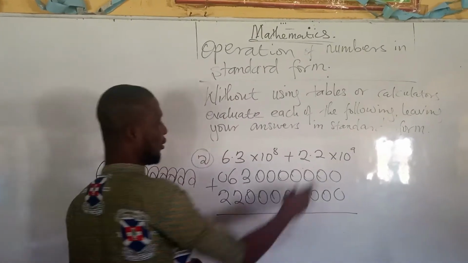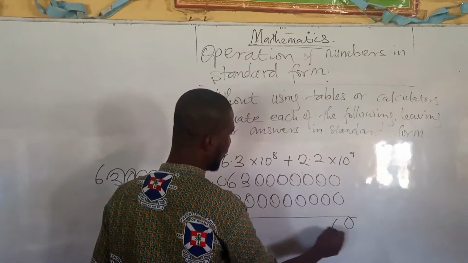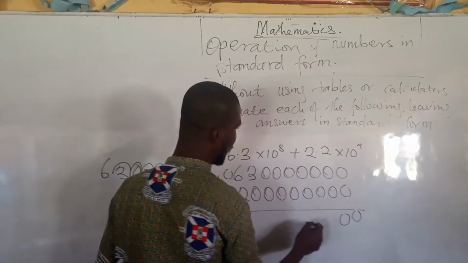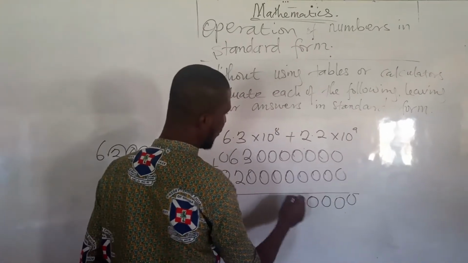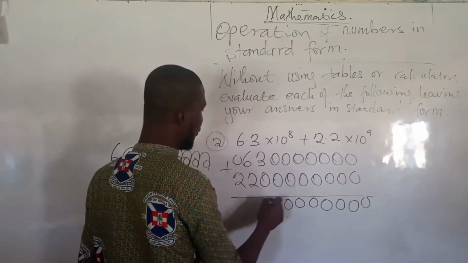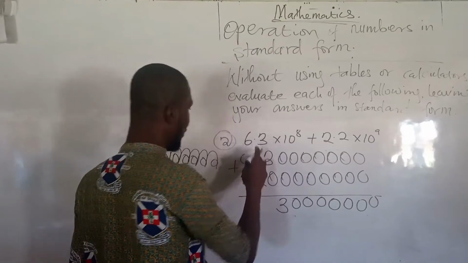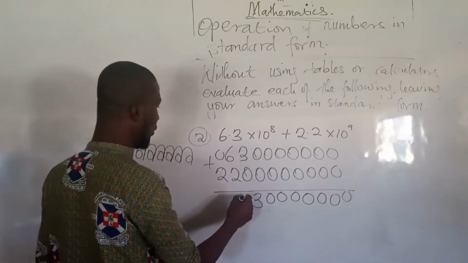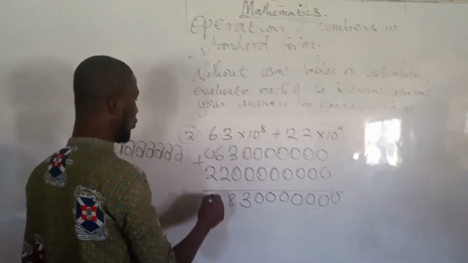We now do our addition. All this will give us 0, 0, 0, 0, 0, 0, 0. 3 plus 0 is 3. 6 plus 2 is 8. 0 plus 2 is 2.